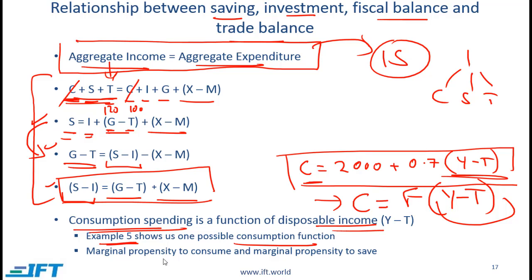A couple of other terms that you should be on top of. One is marginal propensity to consume, and the other is marginal propensity to save. If marginal propensity to consume is 0.7 or 70%, this means that for $1 of additional disposable income, 0.7 or 70 cents will be spent, and then the rest will be saved. So in this example, the marginal propensity to save would be 0.3.